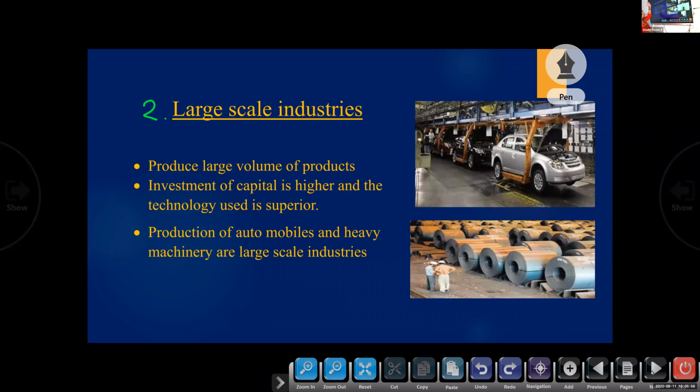What are the features of large scale industry? Large scale, as the name indicates, it's large, right? They produce in large quantity. The volume of production is very high. Investment is also high. A huge amount of capital is invested. They use high technology. Huge or heavy machines are used in large scale industry.